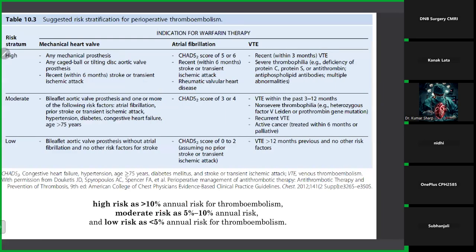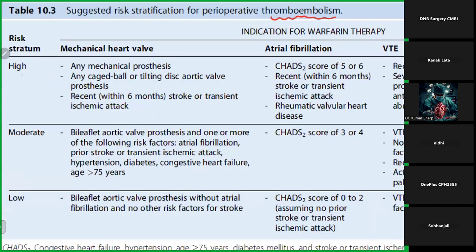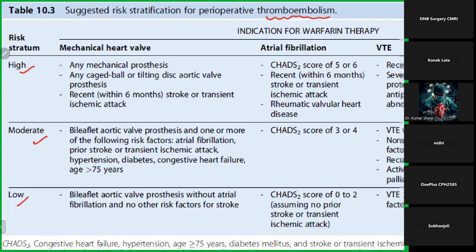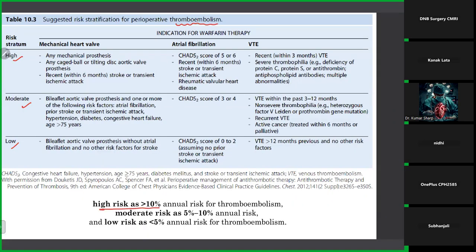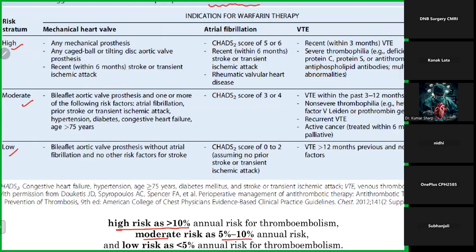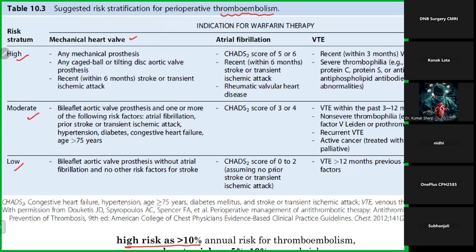Now, this is the suggested risk stratification for perioperative thromboembolism. The risk strata are high, moderate, and low. High risk is more than 10% annual risk for thromboembolism, moderate is between 5 to 10%, and low risk is less than 5%. You have the three common indications: mechanical heart valve, atrial fibrillation, and venous thromboembolism. Let's start with the low risk.